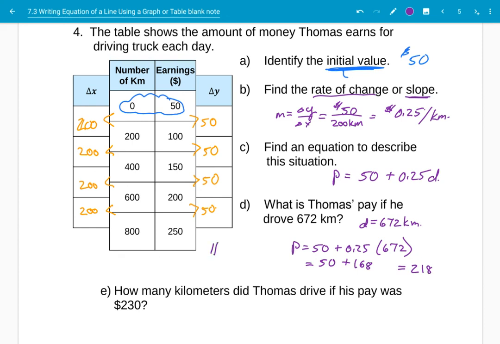So I should use words, right? Because it's a word problem. He earns $218.